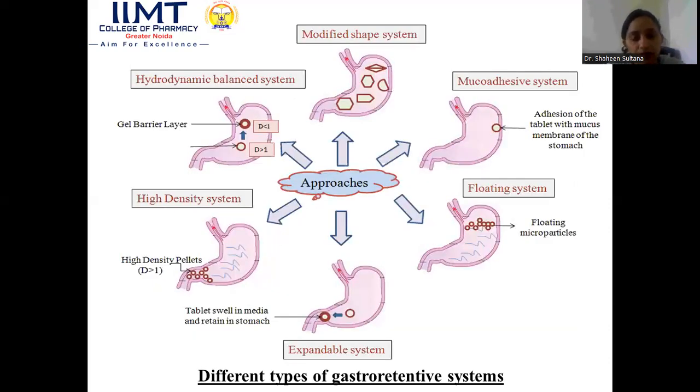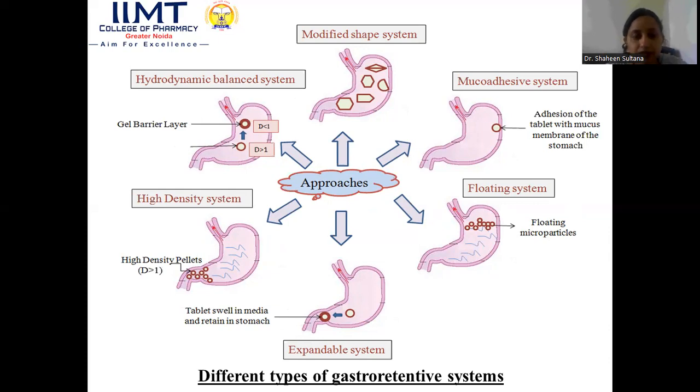Now here is the diagram for the different types of gastroretentive drug delivery system. We can see here that there is a modified shape system. In the modified shape system, you can prepare formulations of different shapes that can be retained in the stomach for a long period of time. Hydrodynamic balance systems are also there. This system is a type of floating drug delivery system where, when they absorb water, their density decreases to 1 or less than 1, and therefore they float on the gastric contents.